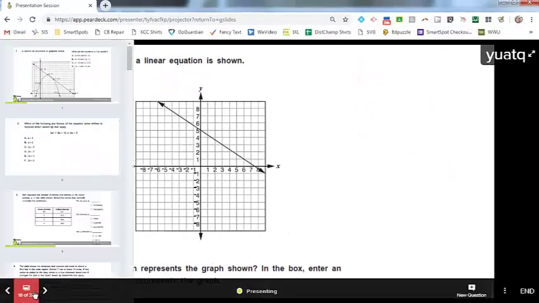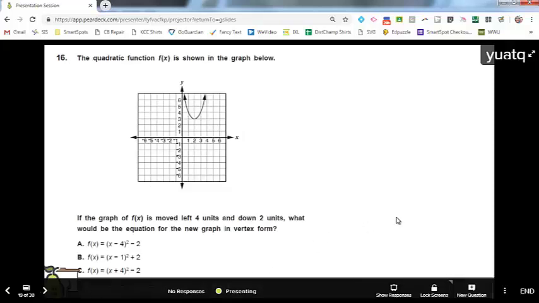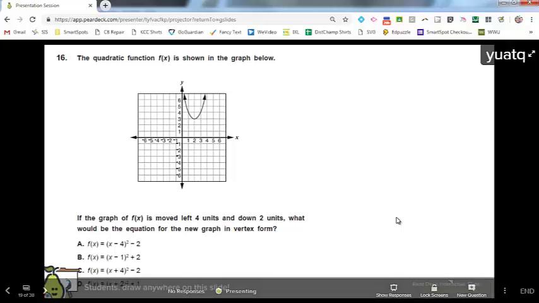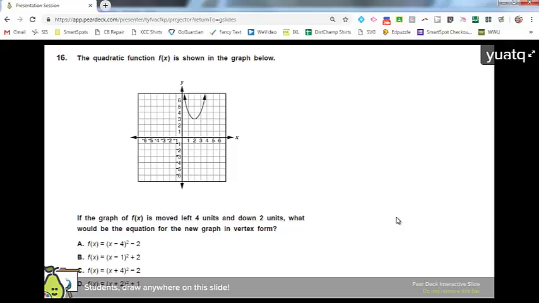All right, so the quadratic function f of x is shown in the graph below. If the graph of f of x is moved left 4 units and 2 units down... I'm sorry, my dyslexia, I'm reading out of order. What would be the equation for the new graph in vertex form?